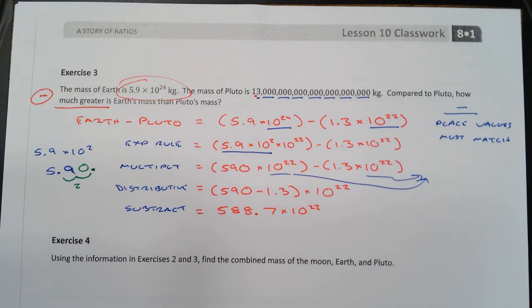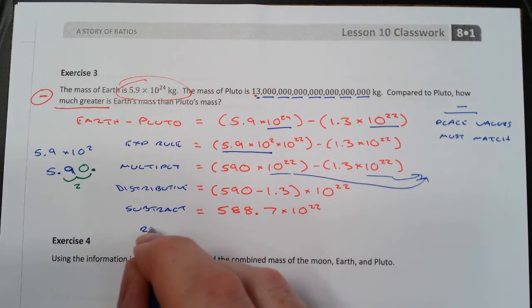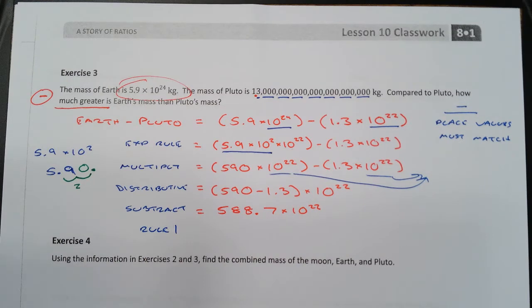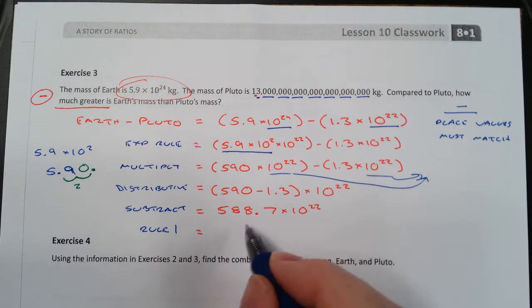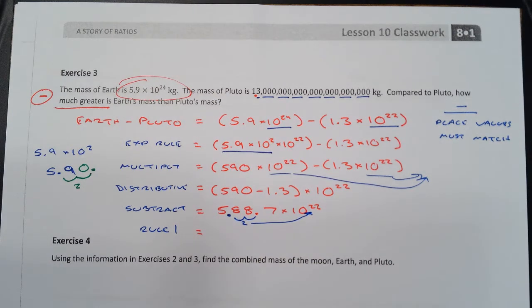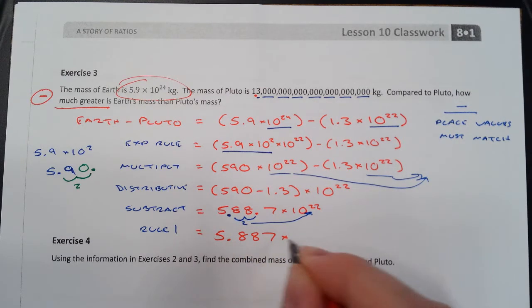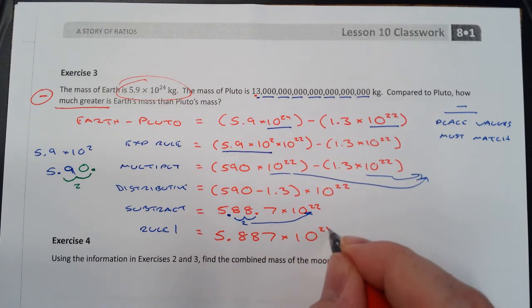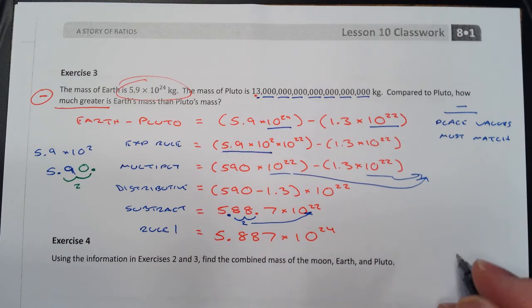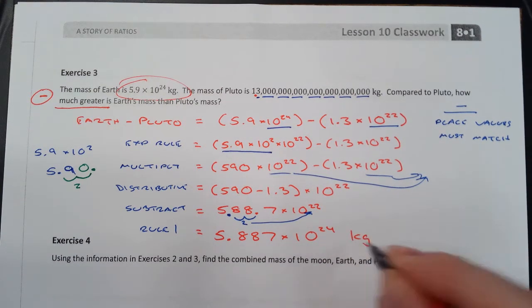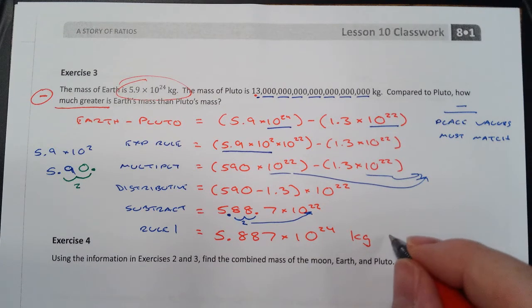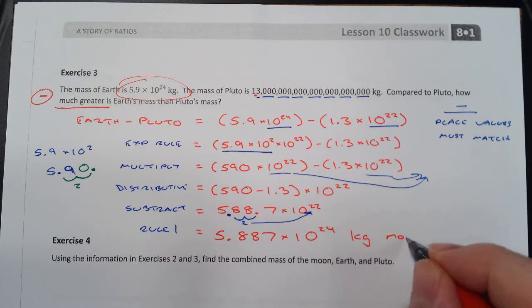And you see we're very close to getting a scientific notation answer, except we still need to make it match rule 1. We need the decimal to be here, not here, which means it is moving 2 spaces. 2 more spaces need to go into that exponent. So I get 5.887, and I gave it 2 more spaces, so I get 10 to the 24th. So how much more is Earth's mass? It is 5.887 times 10 to the 24th kilograms more than Pluto.